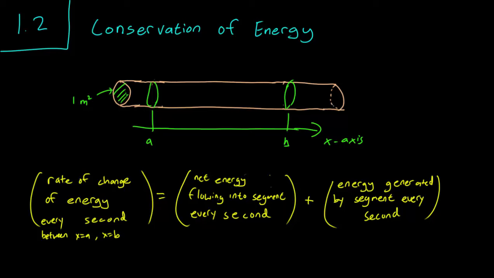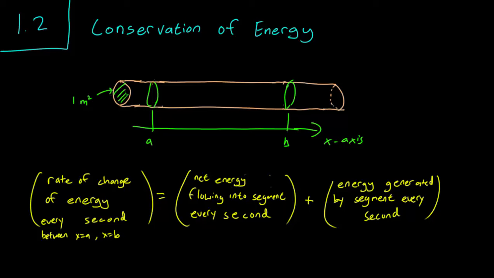Hello class, this is section 1.2 and in this video we are going to discuss the principle of conservation of energy. So remember, we are concerned about how energy flows inside an iron rod. So let's consider this rod and let's consider the segment of this rod between x equals a and x equals b. So let's think about how energy in that segment changes every second. So we're just considering that little region between a and b.